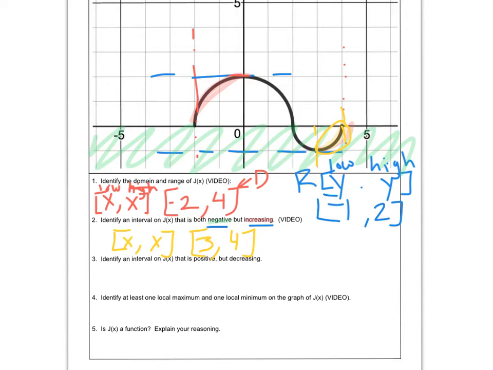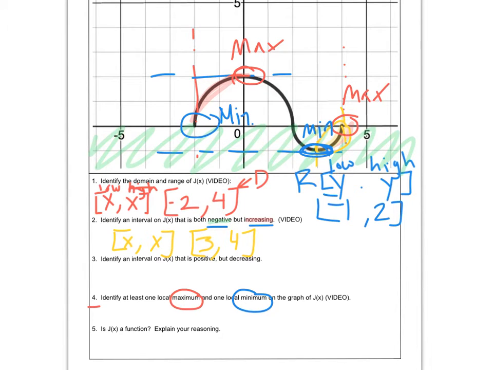Looking at number 4, local maximum and local minimum on the graph, let's talk about maximum points first. We have a maximum value up here. You could also consider this a local maximum at the end. Either one of those could be considered a max. In terms of local minimum, that is a local minimum down the bottom. And this could be a local minimum as well. Those are the points that are the highest or lowest around their respective values.